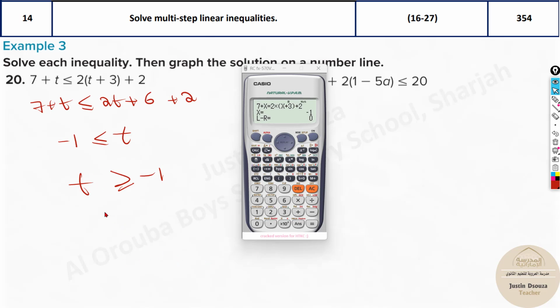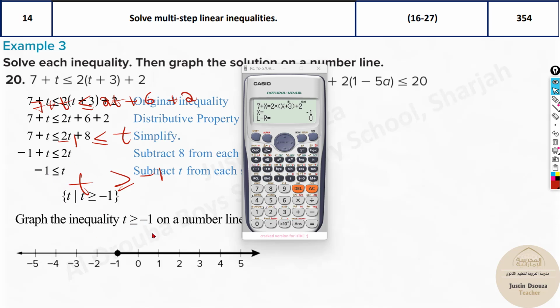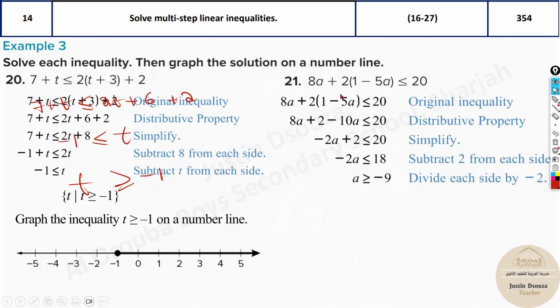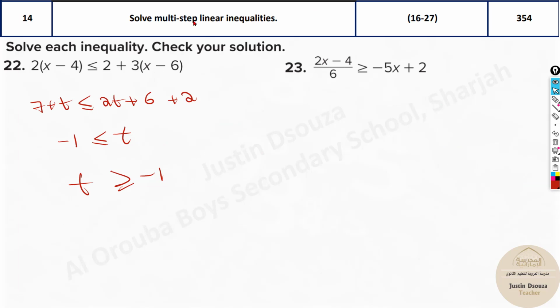Now you can do the number line and plot the solution. See here, minus 1 is less than or equal to t, or t is greater than or equal to minus 1. Now that means at minus 1, there is greater than or equal to, so it's a point, and all the right side part. Similarly, you can solve over here. You get this answer. It's greater than or equal to minus 9. From here, minus 9. Please do solve the other problems by yourselves.